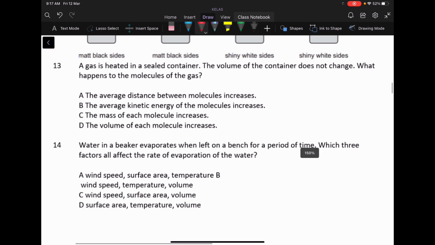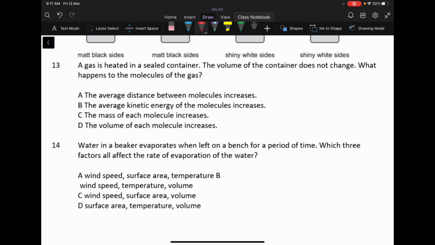A gas is heated in a sealed container. The volume of the container doesn't change. So now, volume is constant. What happens to the molecules of the gas? Gas is heated, that means temperature is high. We learned about PVT, remember? Now V is constant, so there is a relationship between pressure and temperature. But the question asks you about the molecules. So, average distance between molecules increases. Gas is heated.